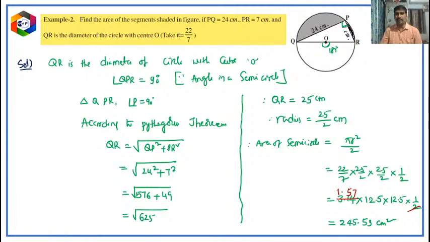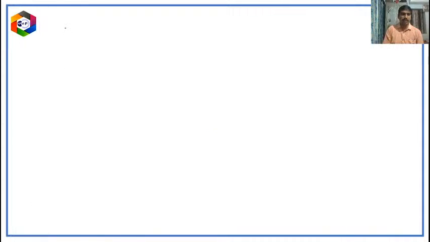Now we have to calculate the triangle area. Since it is a right angle triangle, we know that the area is half into base into height. Instead of that, half AB, that means the two perpendicular sides are A and B. In the right angle triangle, one side A is equal to 7 centimeters and B, the perpendicular side, is equal to 24 centimeters.